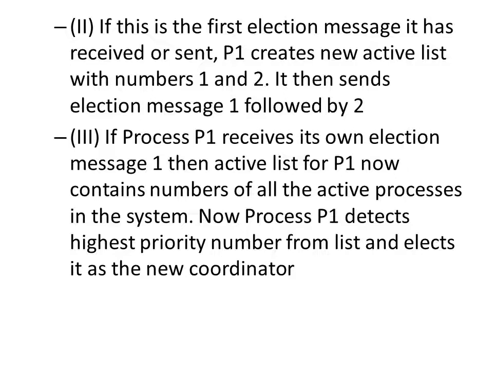Third way, if process P1 receives its own election message 1, then active list for process P1 now contains numbers of all active processes in the system. Now process P1 detects highest priority number from the list and elects it as the new coordinator.